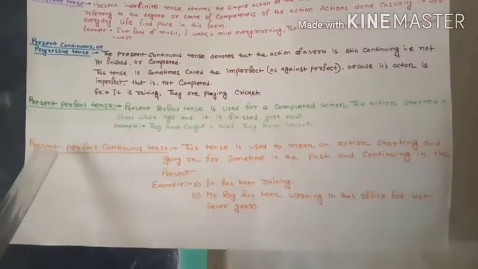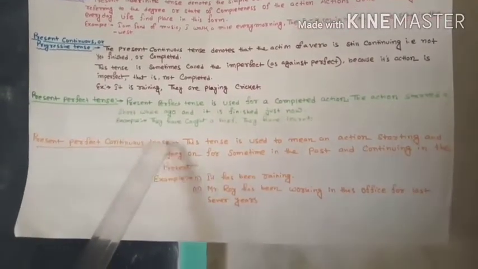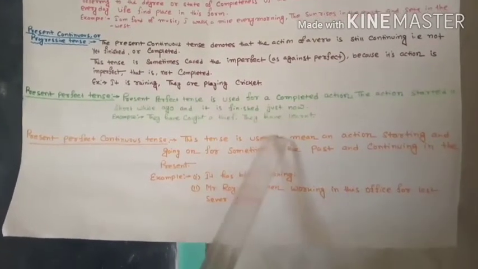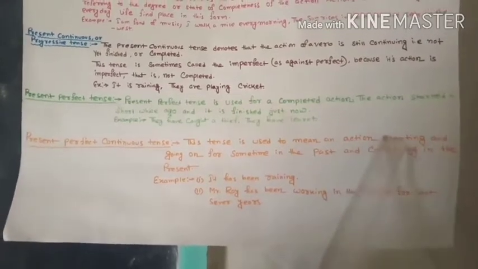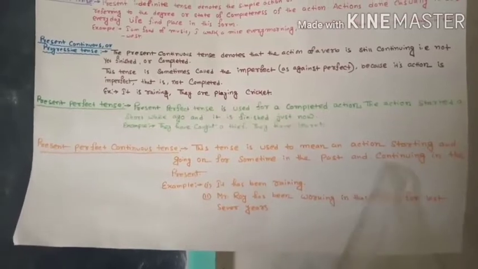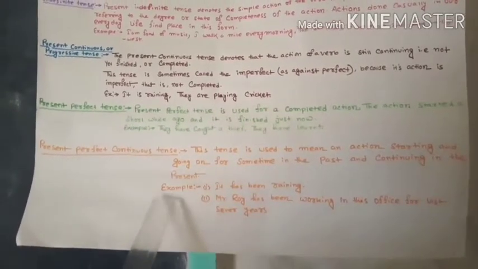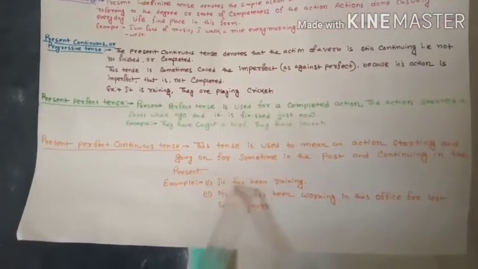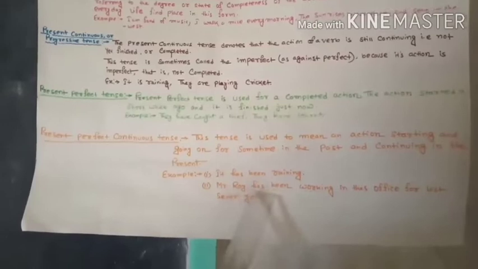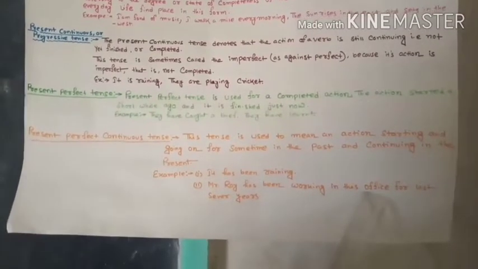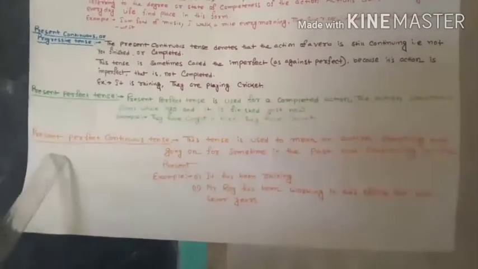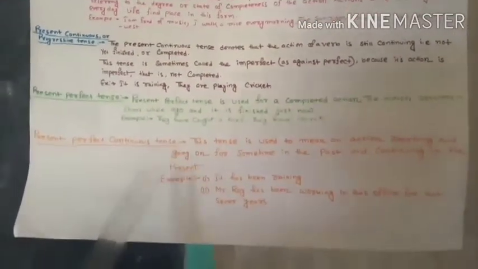So what do we mean by present perfect continuous tense? Present perfect continuous tense is used to mean an action starting and going on for some time in the past and continuing in the present. For example, you can say it has been raining, and the second example is Mr. Roy has been working in this office for last 7 years. So these are the examples of present perfect continuous tense.